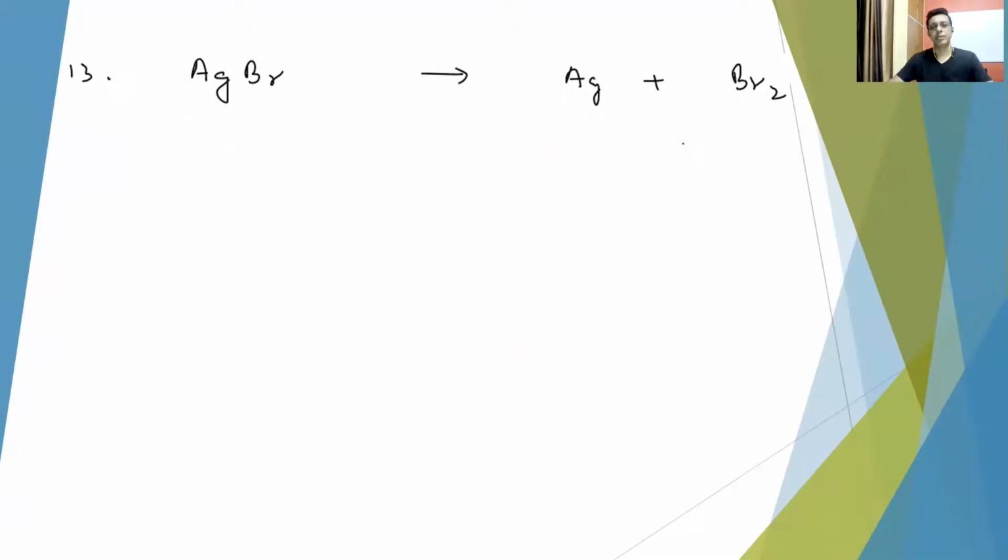AgBr gives Ag plus Br2. I'm doing it fast. You can pause the video and you can see the reactions. I'm doing it fast because I have to balance 24 reactions here. So here also we can write 2 AgBr gives 2 Ag plus Br2.